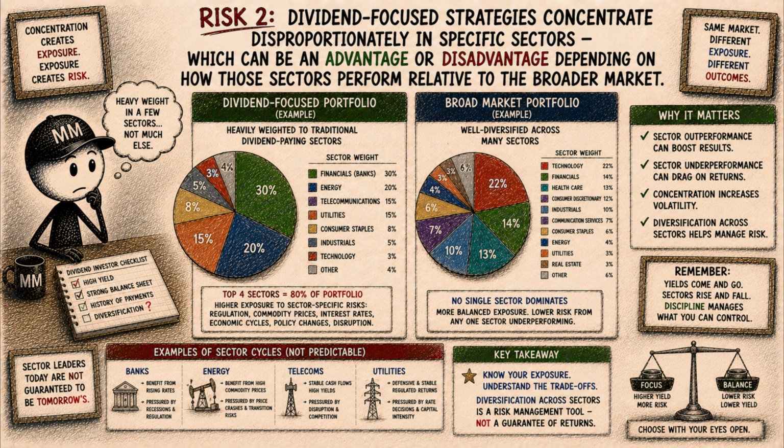Risk 2. Sector concentration. Dividend-focused investment strategies, almost by their nature, concentrate disproportionately in specific sectors: financials, energy, utilities, telecommunications, that historically pay higher dividends, while underweighting sectors, particularly technology and other high-growth industries, that historically reinvest most profit rather than distributing it. This concentration means a dividend-focused portfolio's performance becomes more tied to the specific fortunes of these particular sectors than a broadly diversified total market portfolio would be, which can be either an advantage or a disadvantage depending on how those specific sectors perform relative to the broader market over any given period.